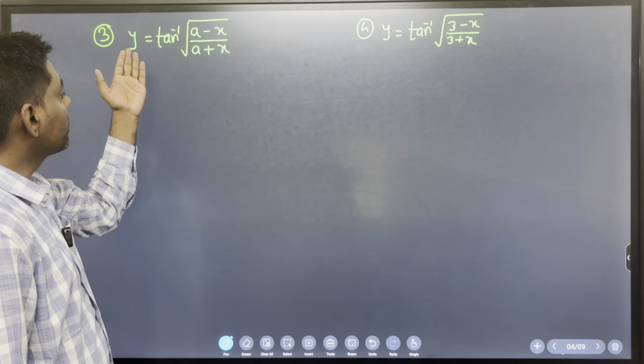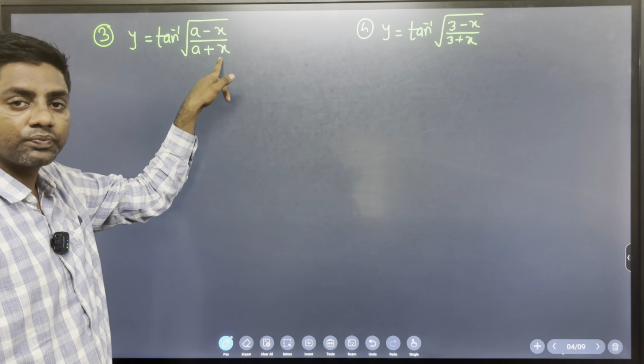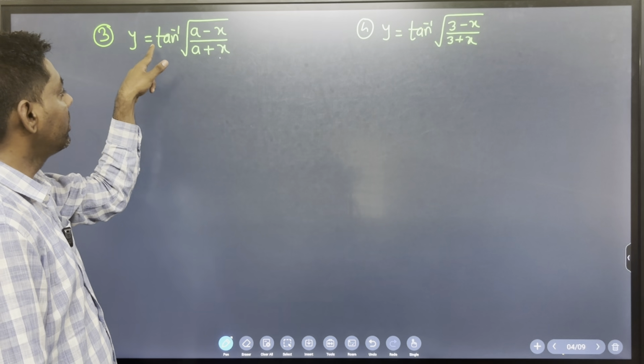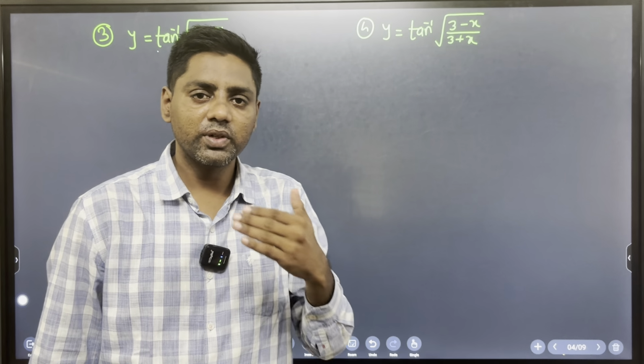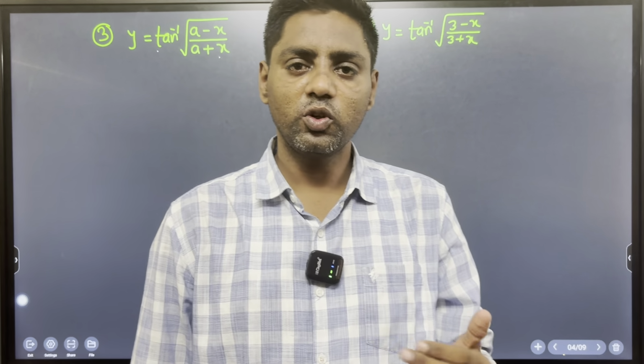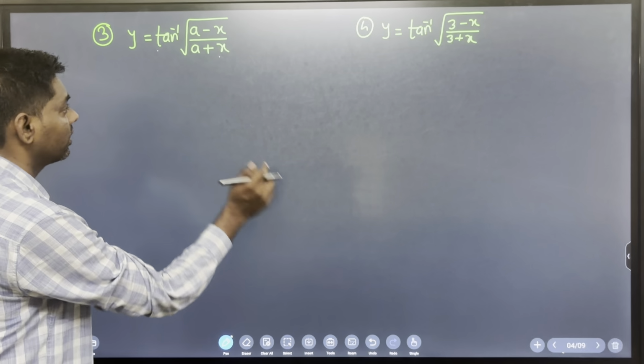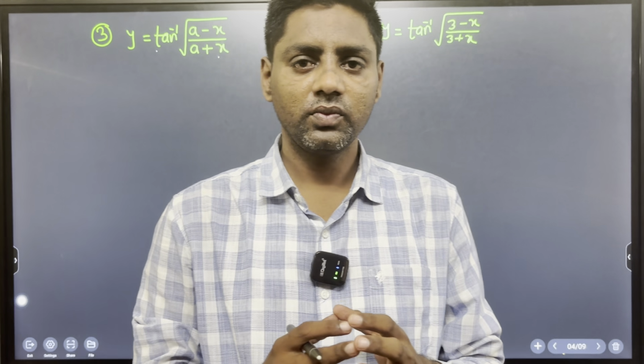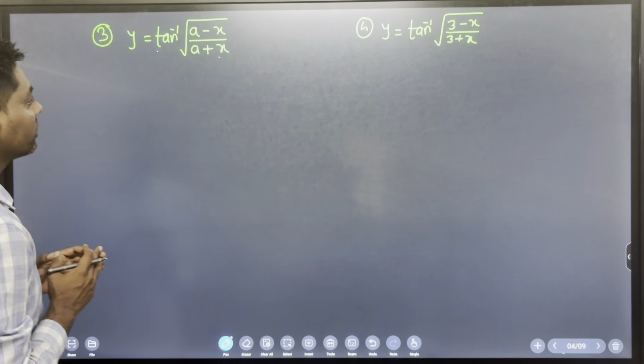Here we have to find the derivative of y with respect to x. But when we observe that the terms are given in root and tan inverse is present outside, then it is a question of inverse trigonometry. And when we look at that, the question is solved by using the substitution method. So what substitution are we taking?